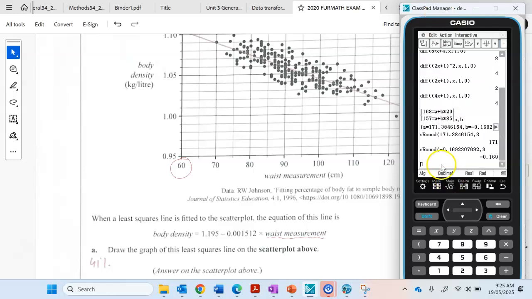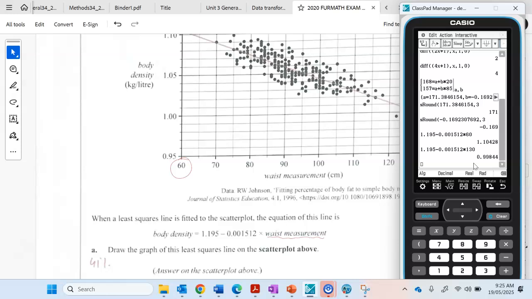All right, just go back to the main screen. So let's substitute in 60 first. So 1.195 minus 0.001512 times 60. And I'm just going to do the other point. So we can drag that down, and the other end point was 130.